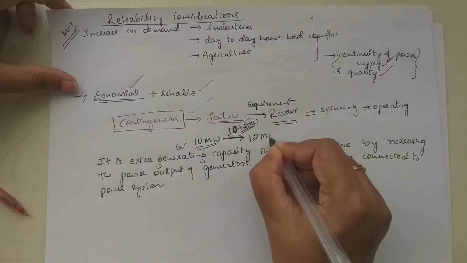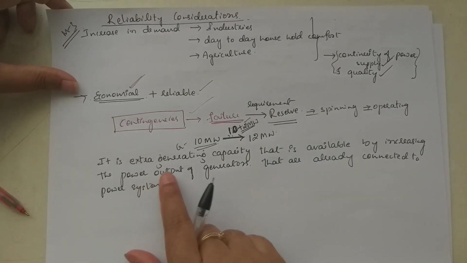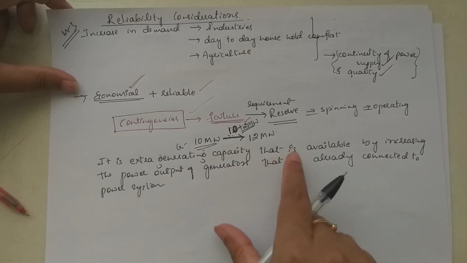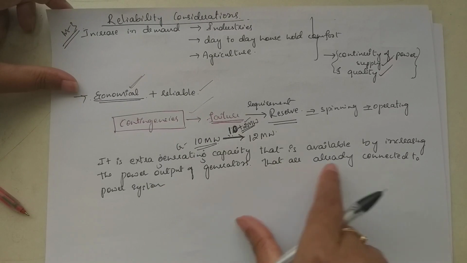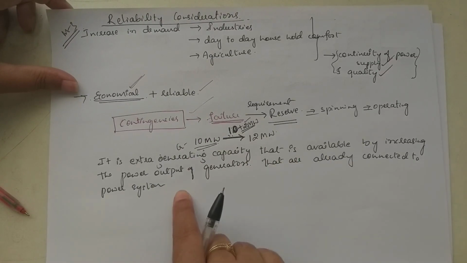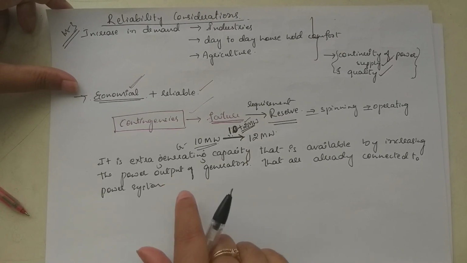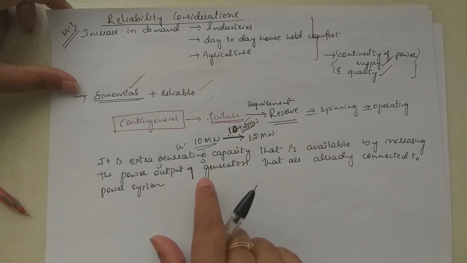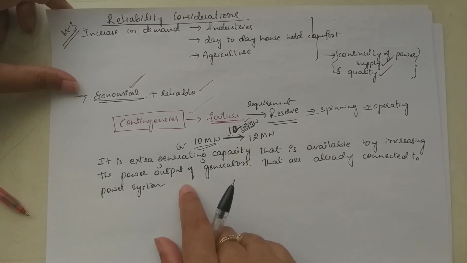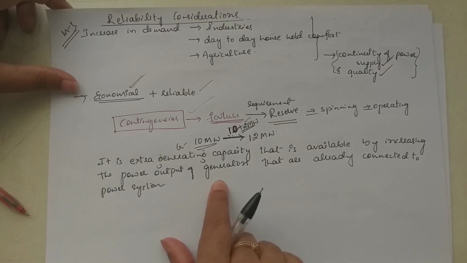This is called spinning reserve. It is defined as the extra generating capacity that is available by increasing the power output of the generators that are already connected to the power system. How do we increase the power output of the generator? By increasing the turbine power, the torque of the turbine. When we increase the torque of the turbine, the input energy gets increased. When input mechanical energy increases, output electrical energy will increase.